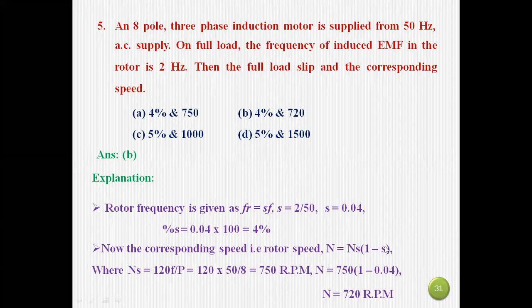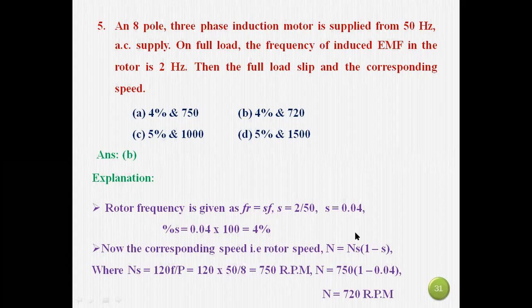We have the value of slip, but we don't have the value of the synchronous speed. So how can we solve? We have the synchronous speed Ns equal to 120 f upon P. So we can write 120 into frequency, which is given as 50 hertz, and P, the number of poles, is 8. If you solve, you will get 750 rpm.